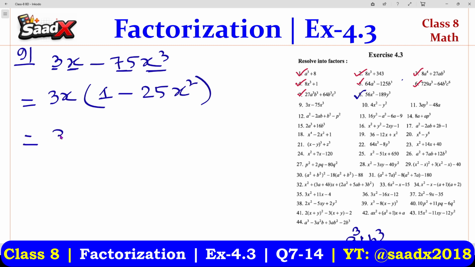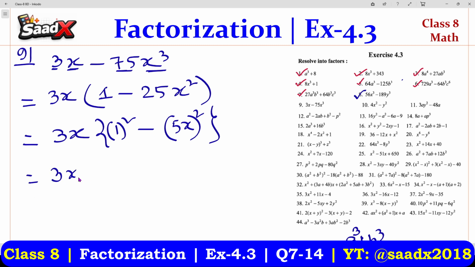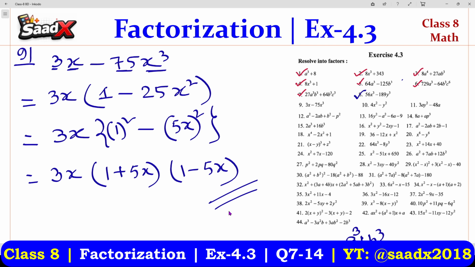Now what will be the result? Here is 3x, and this 1 we can write 1 square, and 25x square can be written 5x whole square, right? Now it's looking like a square minus b square, so this is the result, like 1 plus 5x times 1 minus 5x. This is our result. So number 9 done.